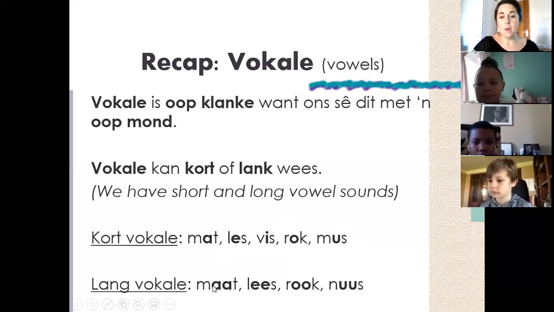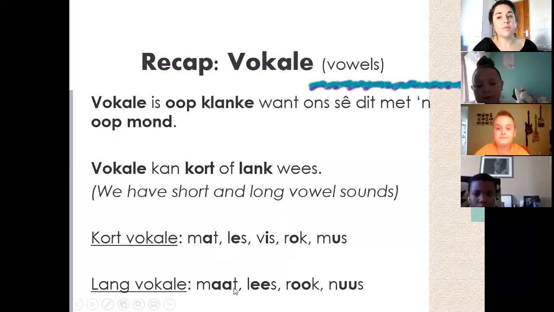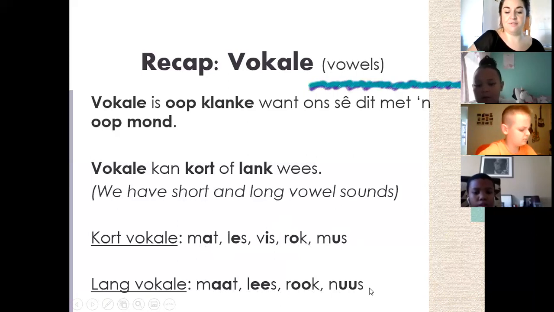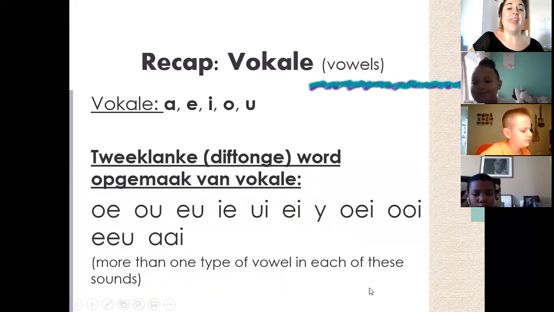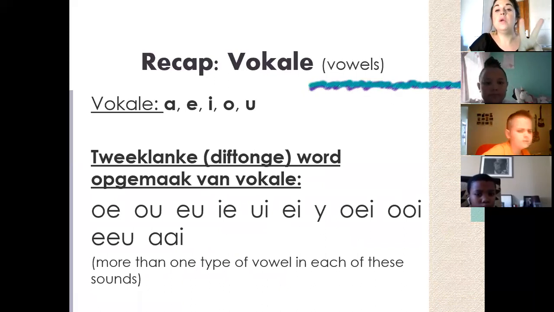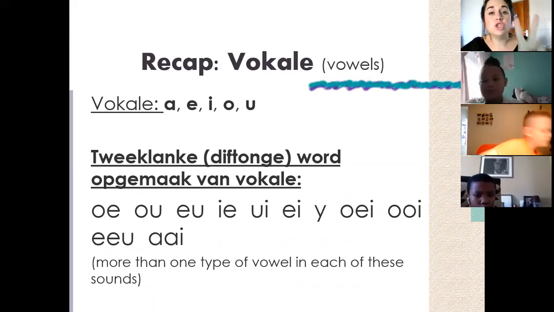So let's look at this. Maat, lees, rook, nies. Very good. Now we're going to look at twee klanke, which means we have how many sounds? 1, 2. Twee klanke have 2 or more sounds.